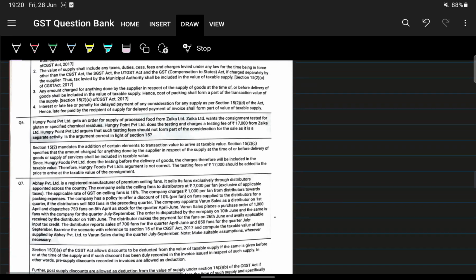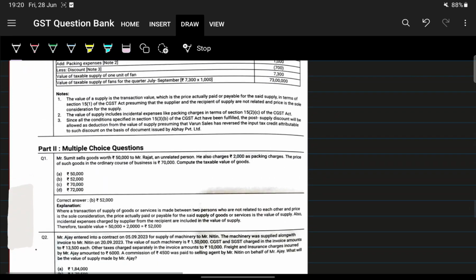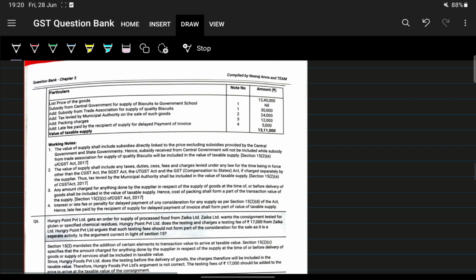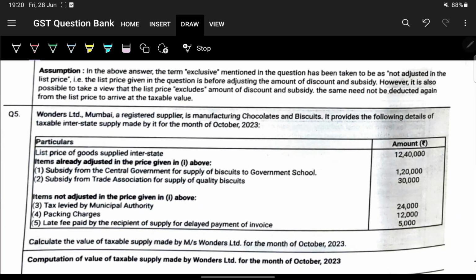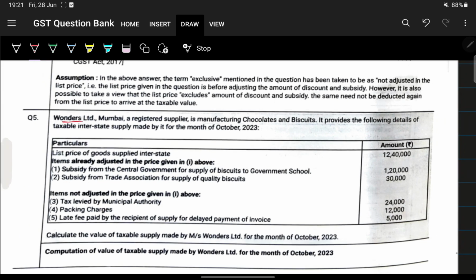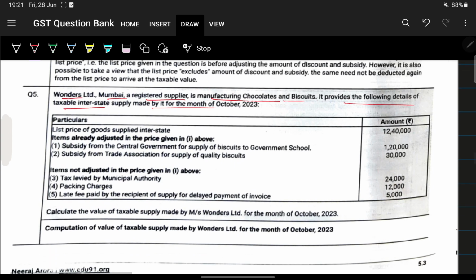Next, we'll see question number 5, 6, 7. Okay, no problem. Next. So what have they given here? They've given Wonder Limited, Mumbai, a registered supplier manufacturing chocolates and biscuits. It provides the following details of taxable interstate supply made by it for the month of October 2023.